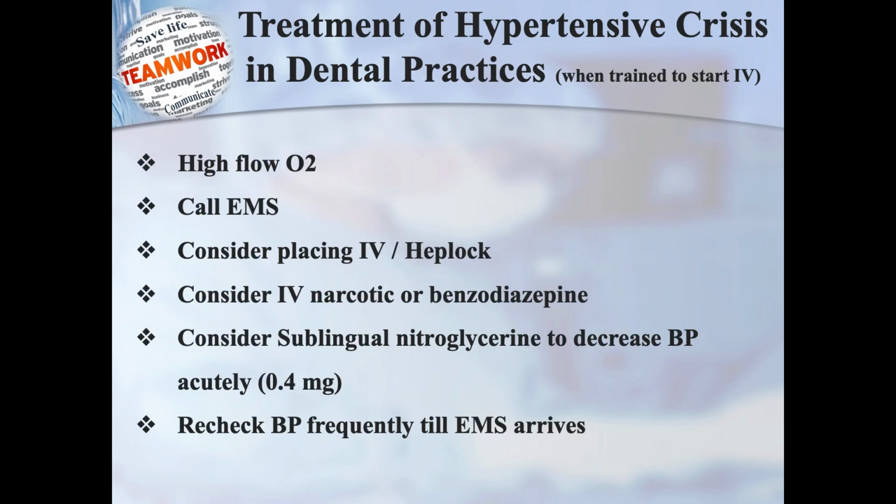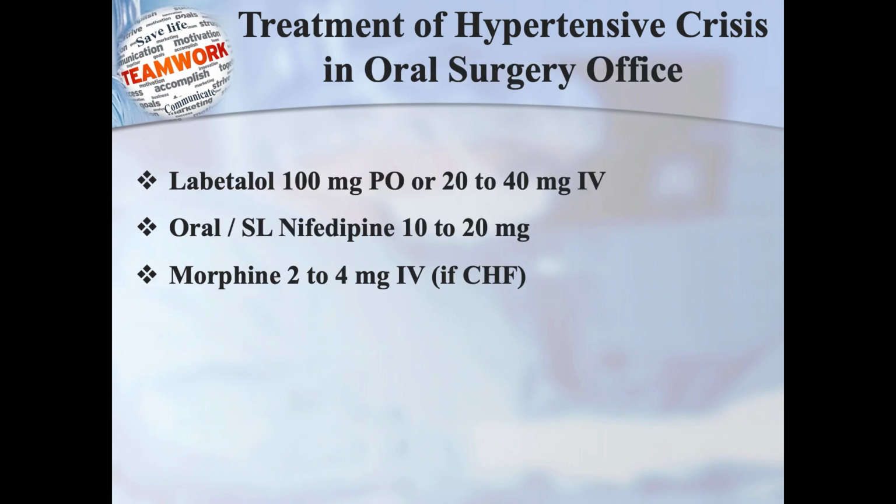So, what would you do if there was a hypertensive crisis in the dental practice? Provide high-flow oxygen. Activate EMS, the Emergency Medical Services. Consider placing an IV only if you are trained to do so, or place a hep lock. Consider IV narcotics or benzodiazepine. Consider 0.4 milligram of sublingual nitroglycerin as it causes peripheral vasodilation to decrease blood pressure. And recheck blood pressure frequently until EMS arrives.